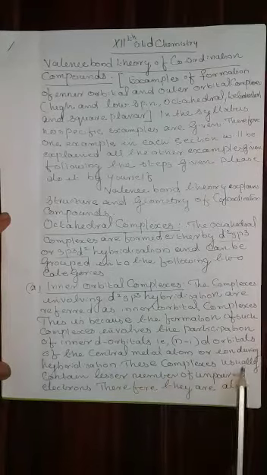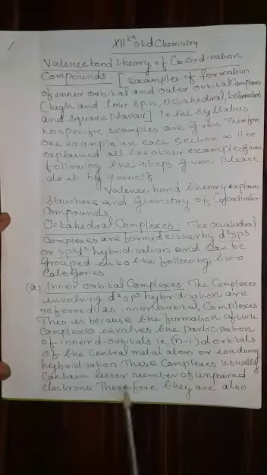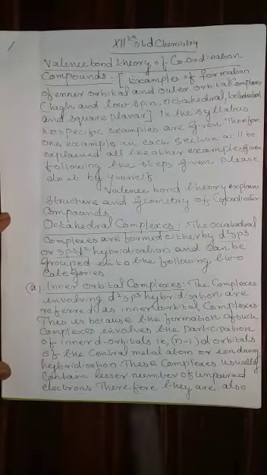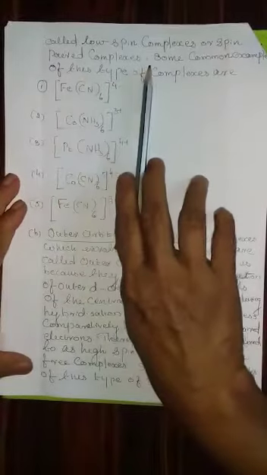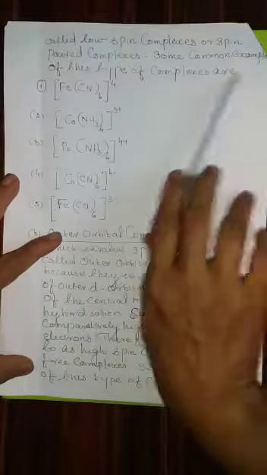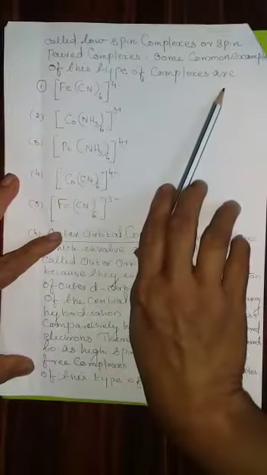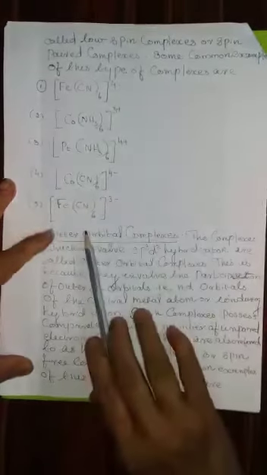These complexes usually contain a lesser number of unpaired electrons. Therefore, they are also called low spin complexes or spin paired complexes. Some common examples of this type of complexes are given here. About 5 examples are given.